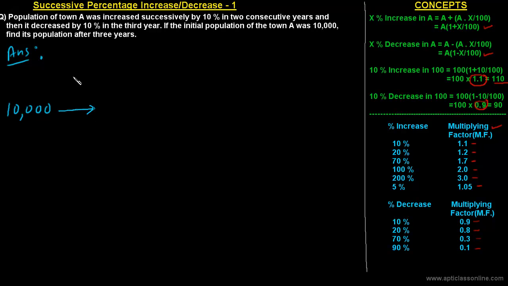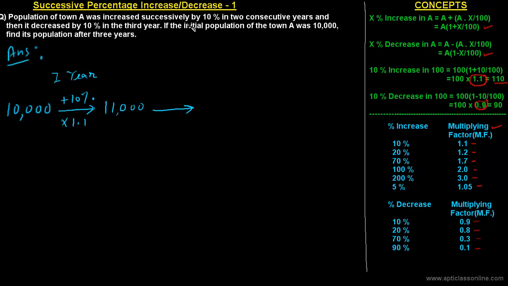Then in the first year, the population is increased by 10%. So if the population is being increased by 10%, then what will be the suitable multiplying factor? It will be 1.1. So this initial population has to be multiplied by 1.1 to get the population after the first year. So it will be 11,000.